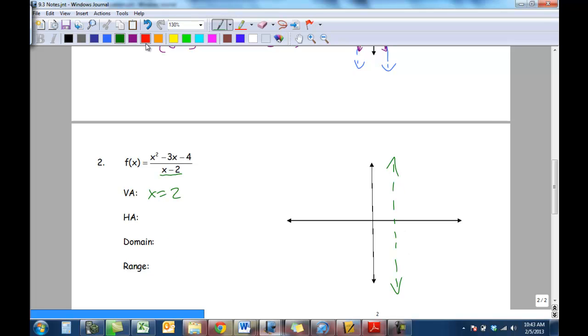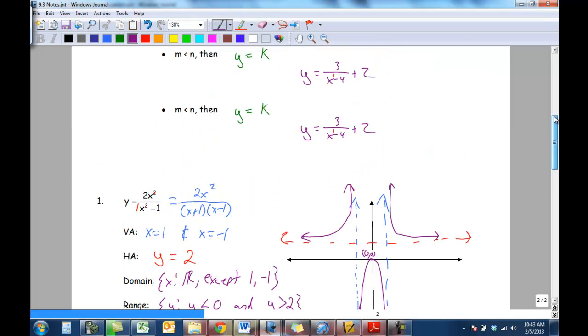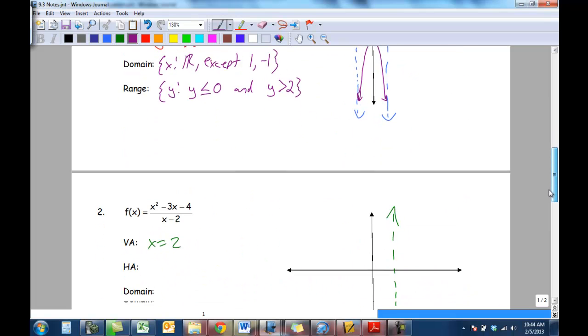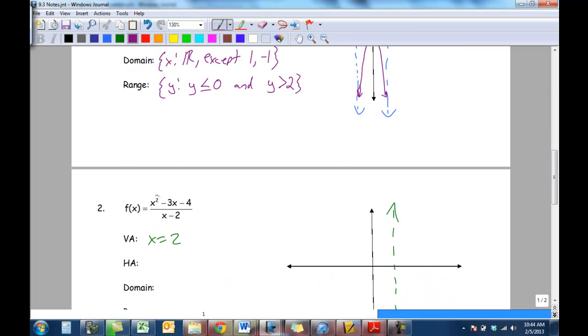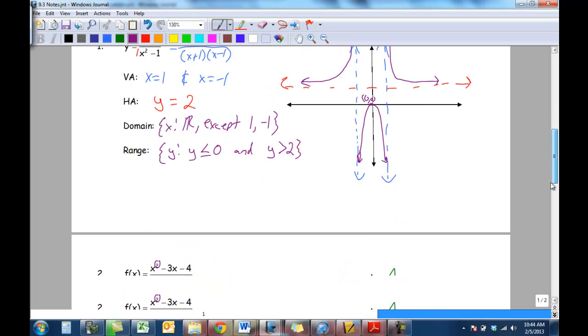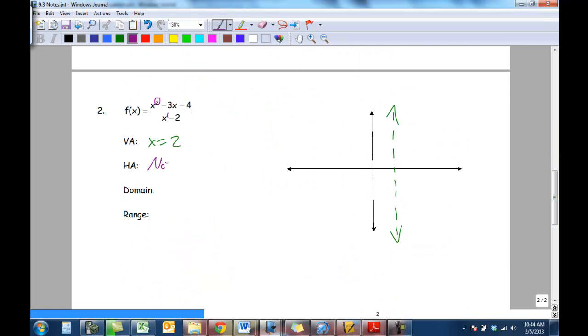Then our horizontal. Now, which scenario is this? Remember, there's three scenarios. When the top is bigger, when they're equal, and when the bottom exponent is bigger. In this case, the top exponent is 2, the bottom exponent is 1. So what scenario is that? M is on top, so M is greater than 1. This is the first scenario. So that means that there is no horizontal asymptote. There's none. How about that, huh?